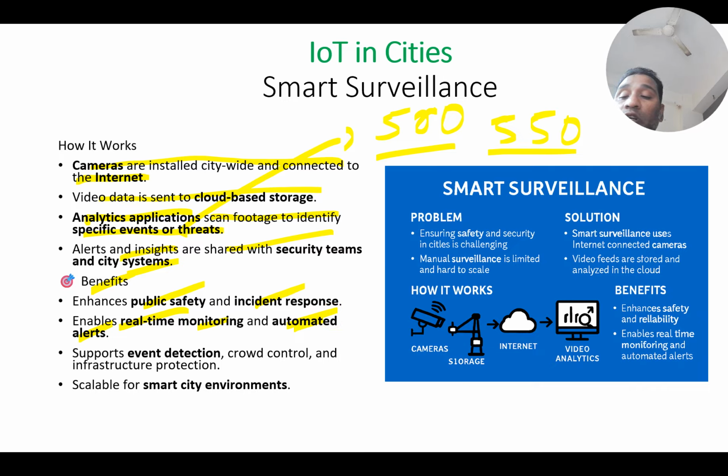By automated alerts. Automated means without involvement of human beings. Maybe by message, by phone, or sometimes they will be watching the TVs in the control room. It supports event detection, crowd control, and infrastructure protection, and is scalable for smart cities.